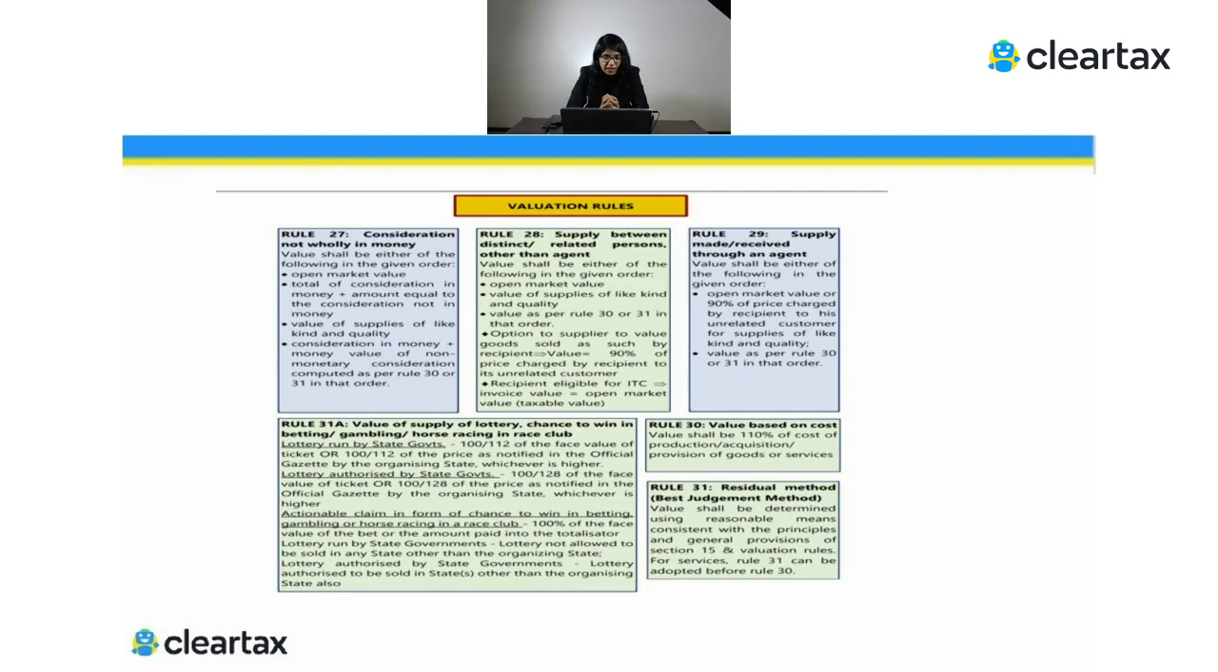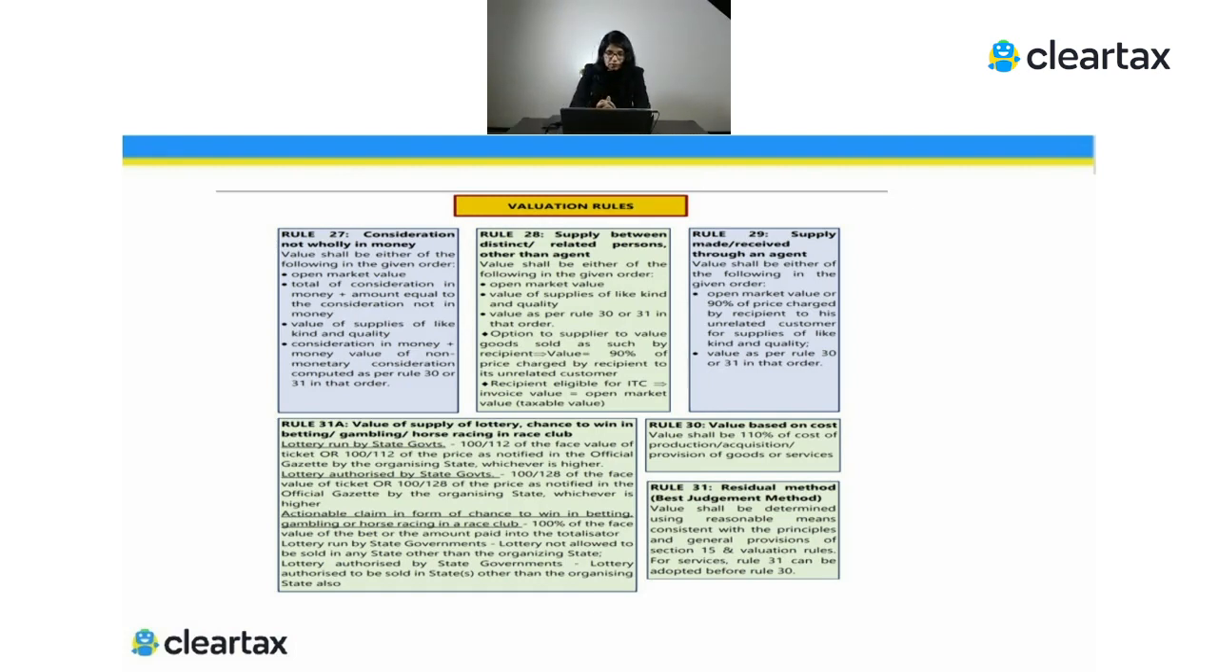So here the government says that wherever the recipient is eligible for the ITC, then whatever I am charging in the invoice value will actually become my open market value, which is your taxable value. This is one of the important points which helps in knowing the value, because a lot of disputes come in, as we don't understand what is like kind and quality and all this. So this is one of the major reliefs which comes in whenever I'm dealing with a related party.